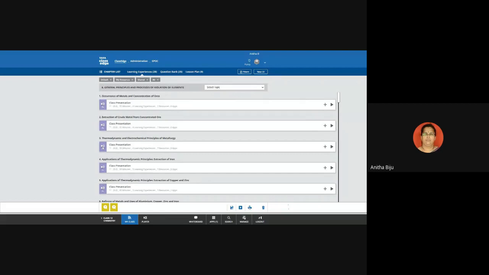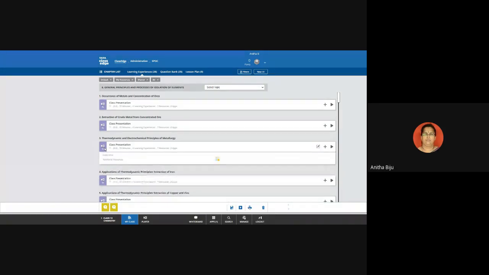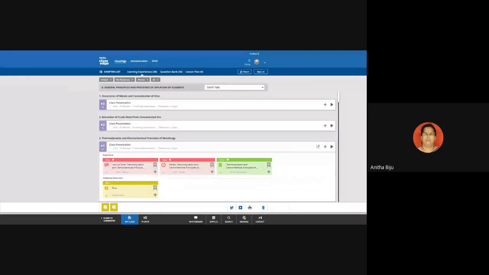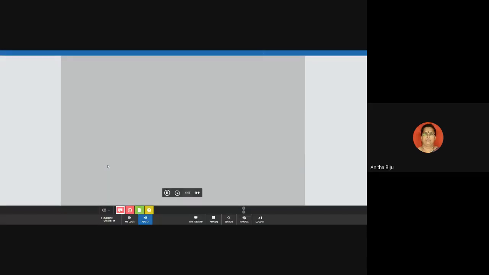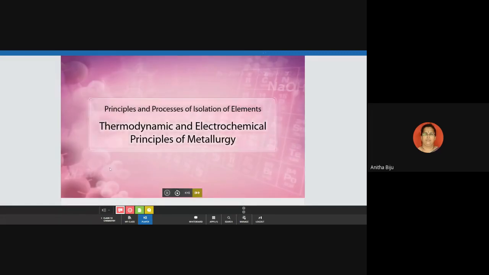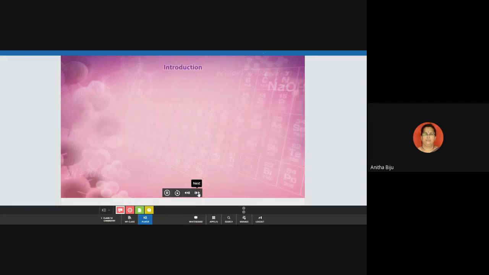So we will discuss this point, thermodynamic and electrochemical principles of metallurgy. This topic is easy. Still, we will first discuss this point. You can put the topic thermodynamic and electrochemical principles of metallurgy. This is also important. Why is it important? Because it is important for conceptual questioning. So that's why take care of this.